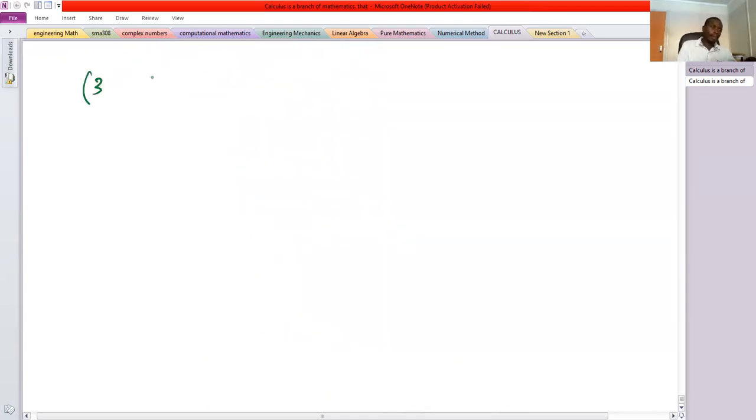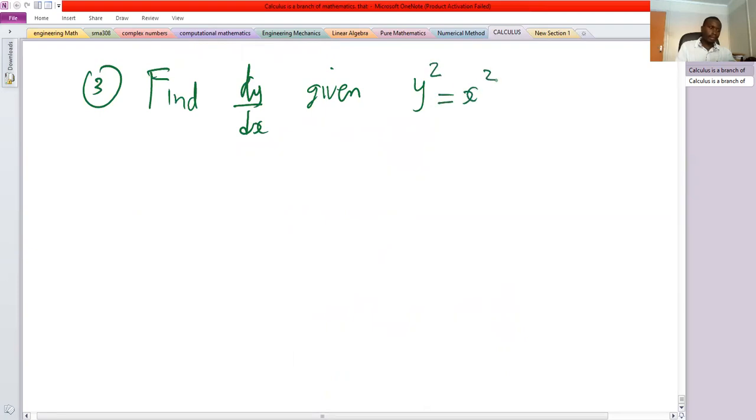Number 3: find dy/dx given that y squared equals x squared plus sine of xy. This is an interesting problem. So what you do first, you write y squared equals x squared plus sine xy, and then apply d/dx on each term.